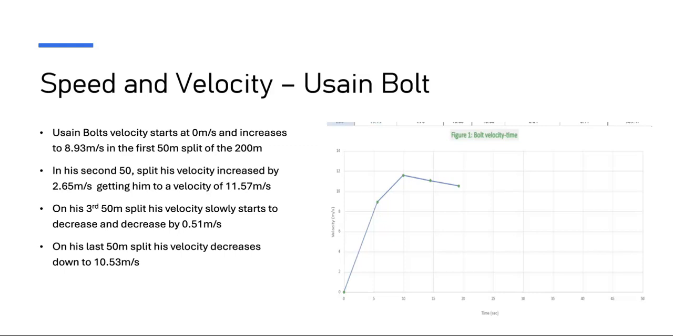On his third 50-meter split, his velocity slowly starts to decrease, by 0.51 meters per second. On his last 50-meter split, his velocity decreases down to 10.53 meters per second. This shows that after the first 100 meters, he started to fatigue, meaning he couldn't run as fast, which is why his velocity slowly decreased in the last 100 meters.